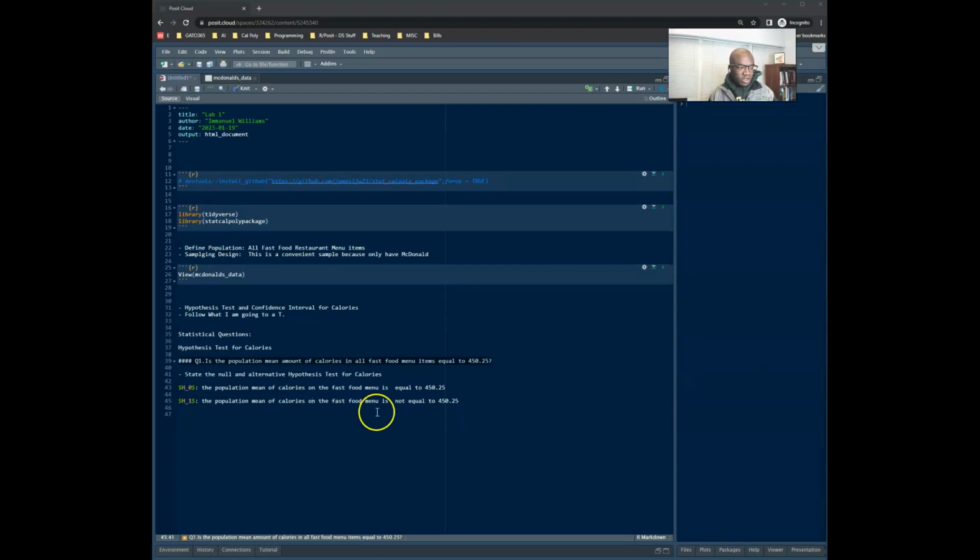Whereas if I was dealing with a confidence interval, it would be the following question. It's stated a little differently. The following question would be, what is the population mean of calories on the fast food menu? And ideally, adding items would be ideal there.